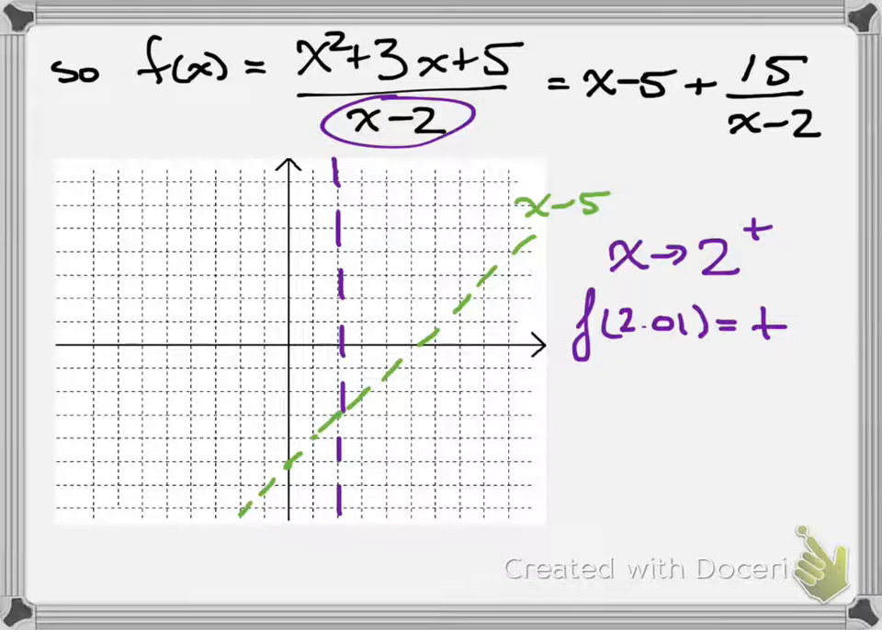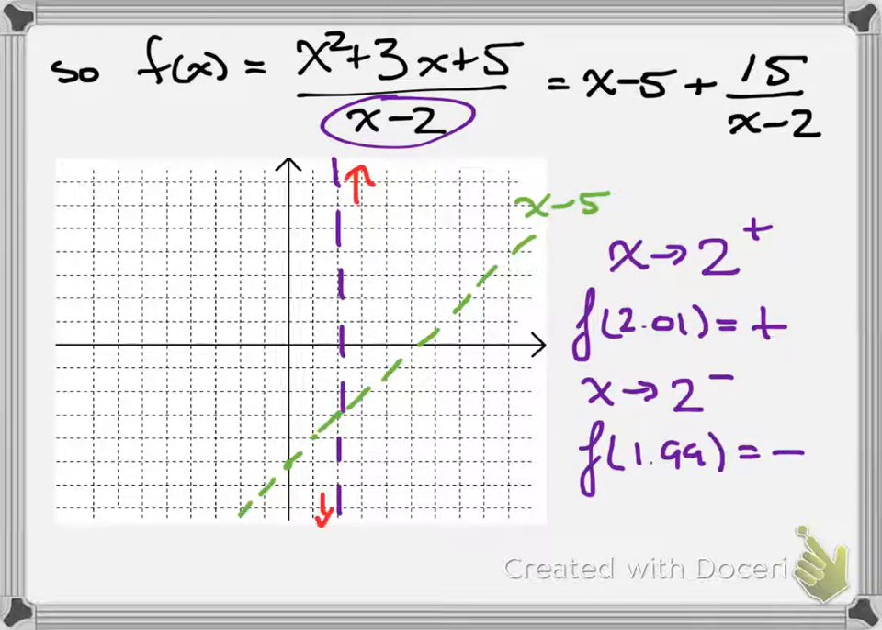And as x approaches 2 from the left, we can plug in 1.99, and we get a negative number. So that means we have these behaviors. Now, if we know that as the function moves to the right, it's going to approach this line right here, the only thing that could happen is this. As it goes to the right, it approaches this asymptote, and here, as it goes to the left, it approaches that asymptote.